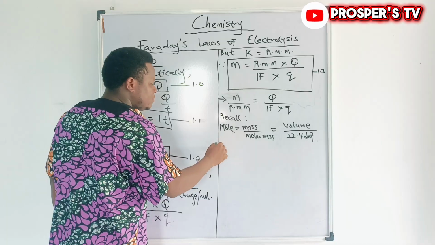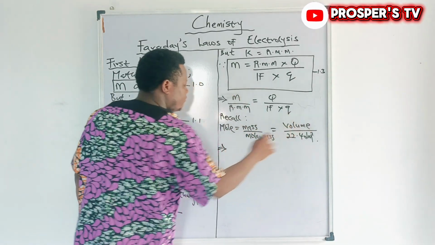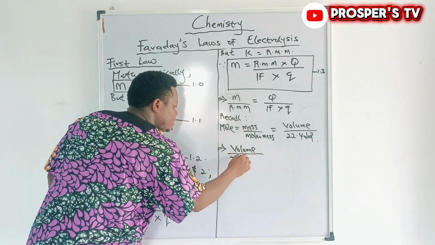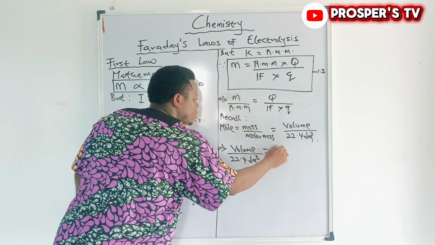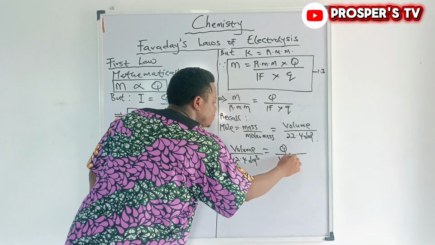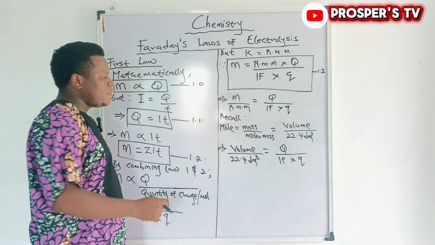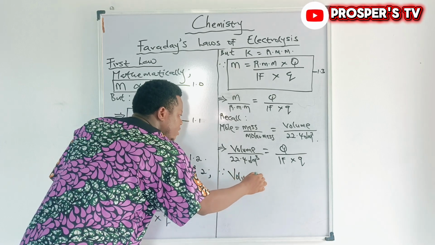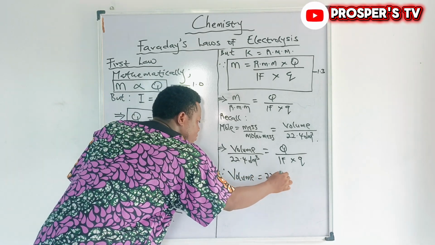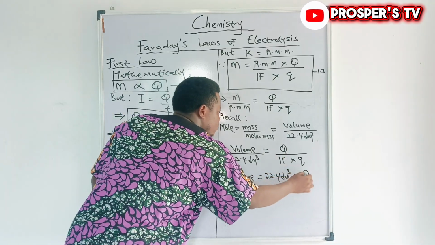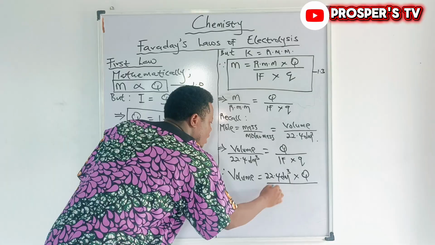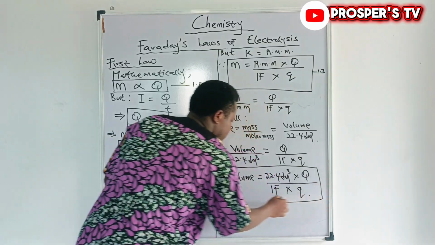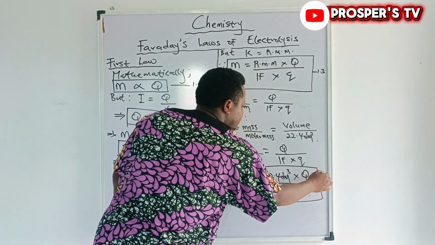Now, mass over relative molecular mass, we could replace this part of this formula with volume over 22.4 dm cube equal to Q over 1 farad times q. I believe this is clear. So if we make volume the subject of formula, we can say volume would be equal to 22.4 dm cube times Q, all divided by 1 farad times q. So let's call this 1.4.